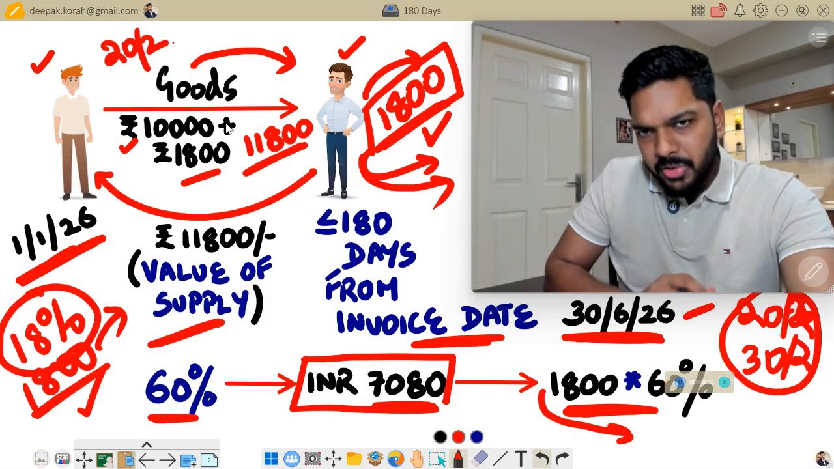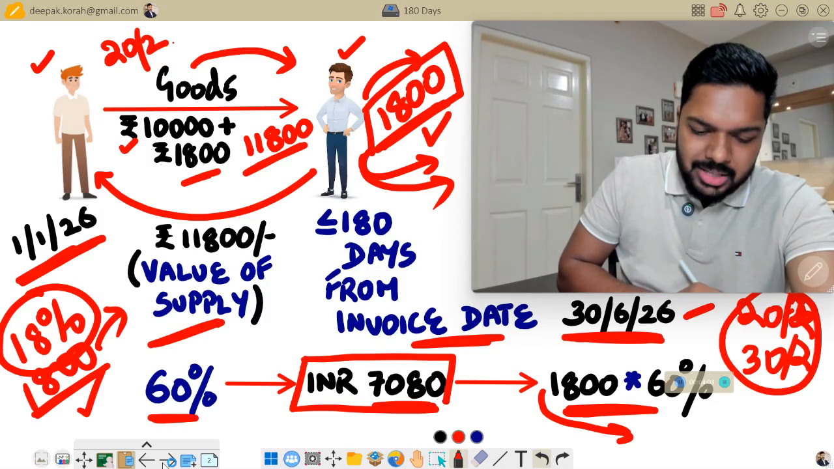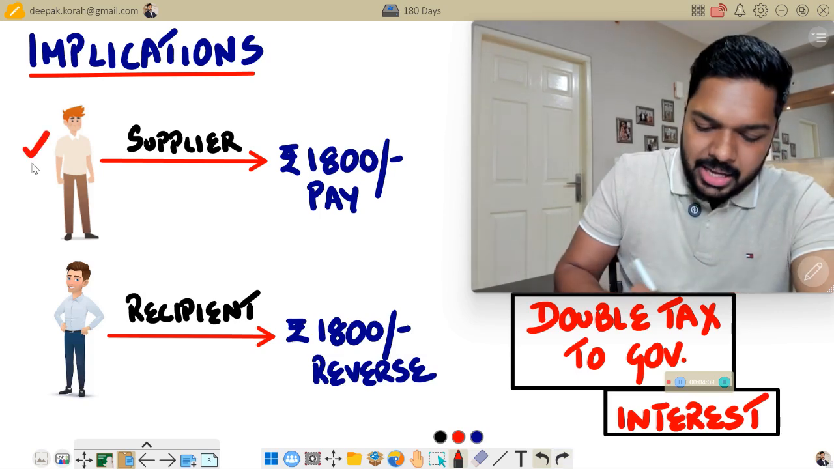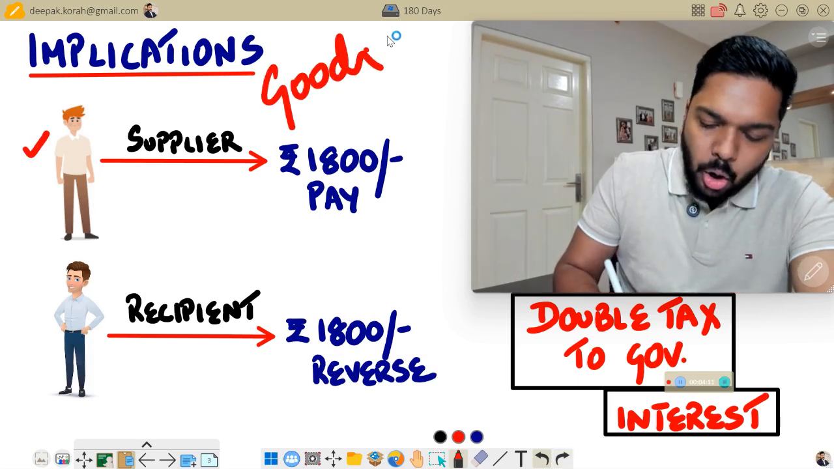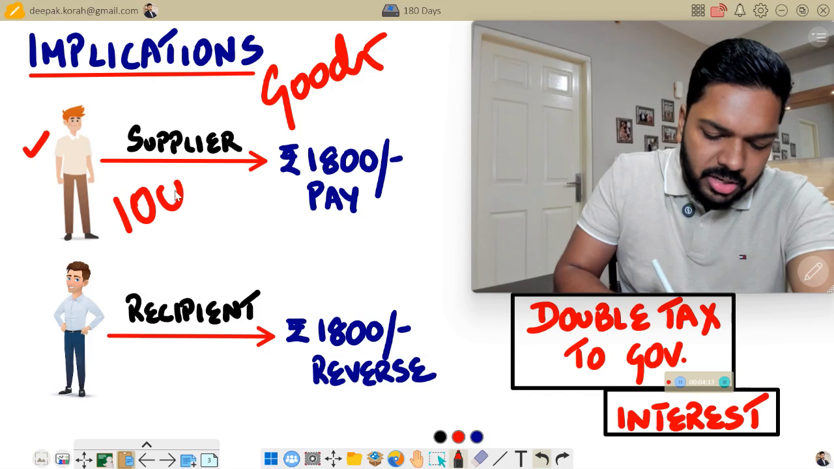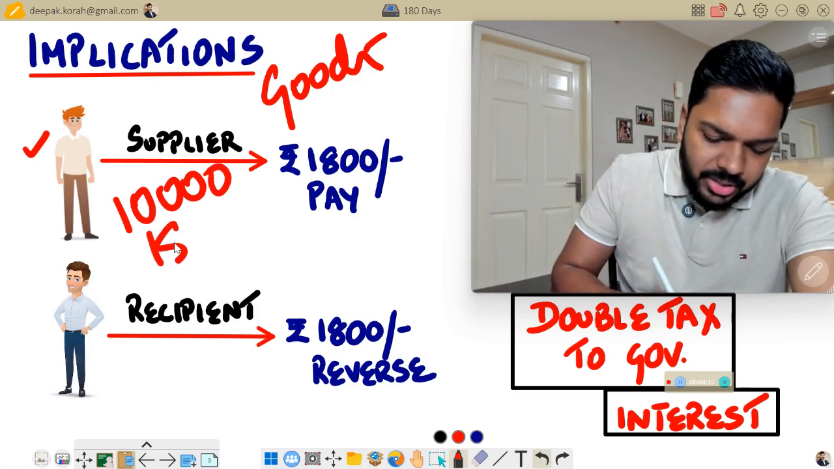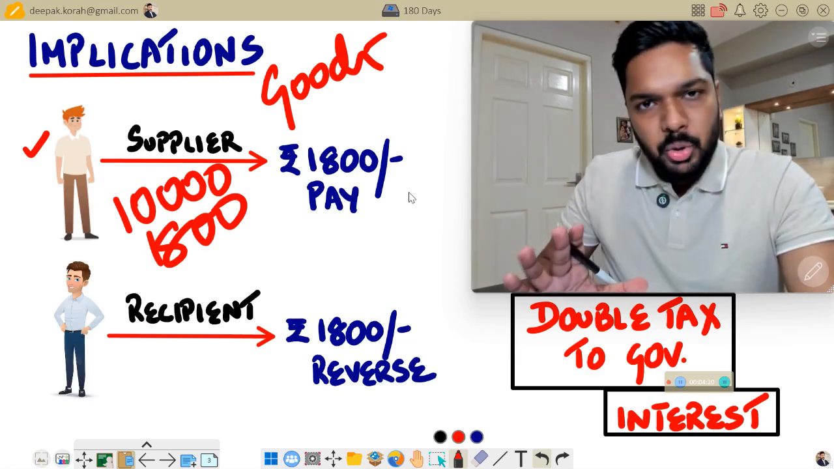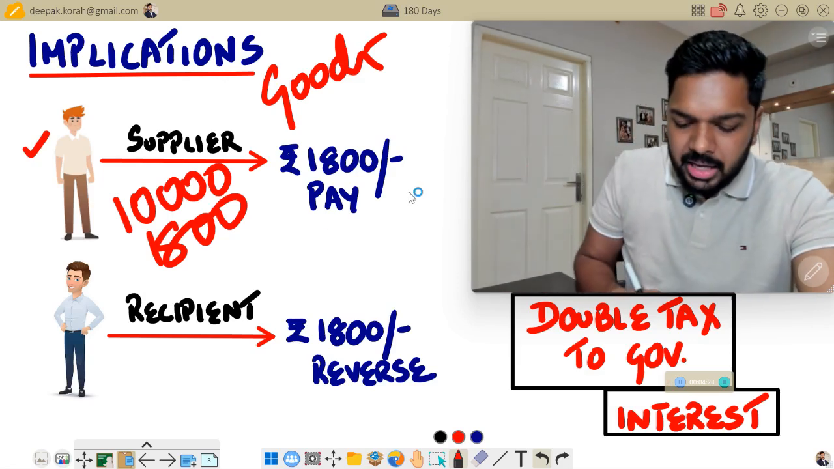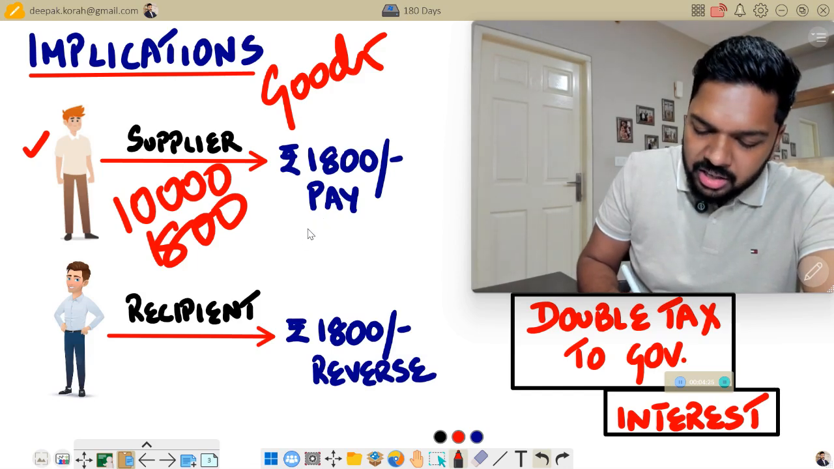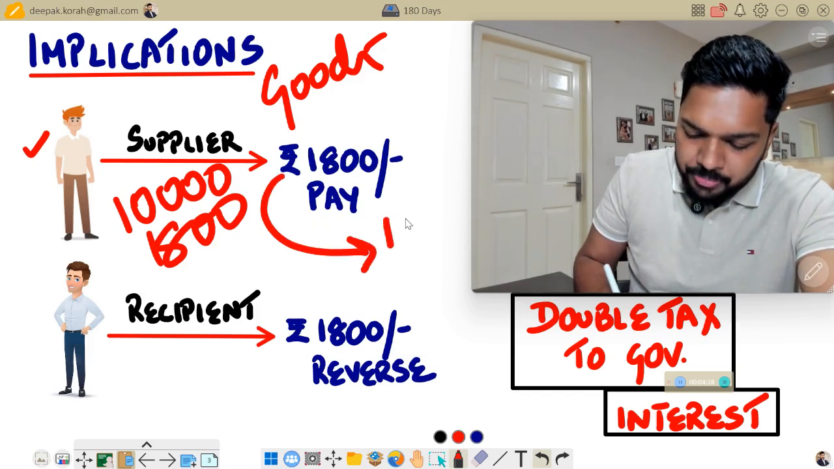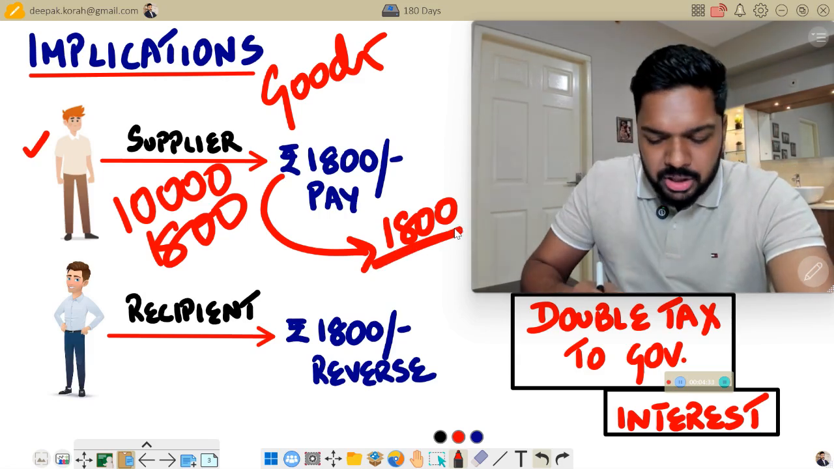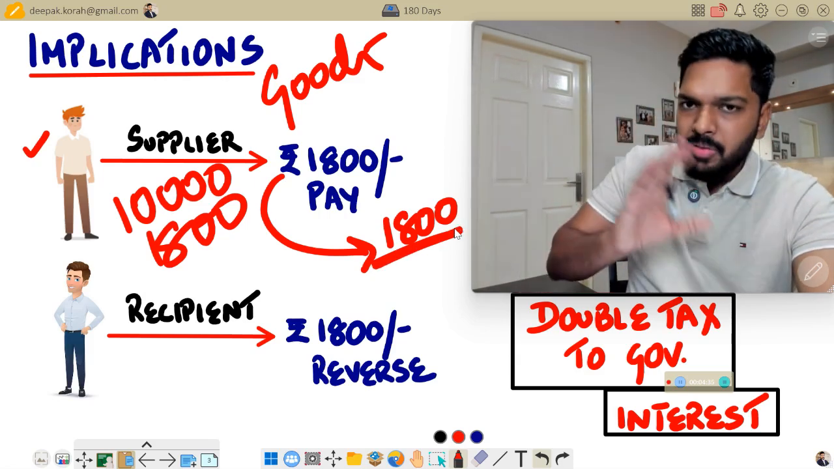Now, the main agenda of this discussion is to find out what is the implication of this particular condition. So as far as the supplier is concerned, he has sold goods to the recipient, and the invoice mentions 10,000 rupees as taxable value and 1,800 rupees as GST. Now, whether or not the recipient makes a payment to him within 180 days, he has got to file his GST return and pay this 1,800 rupees to the government because that's his obligation or liability. He will have to do this from his own pocket because he has not yet got the payment from the recipient.